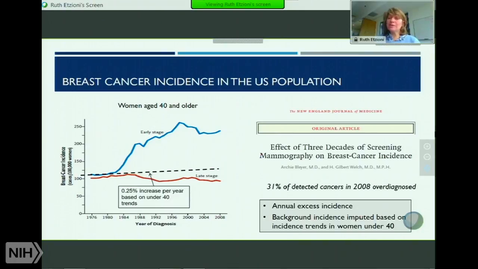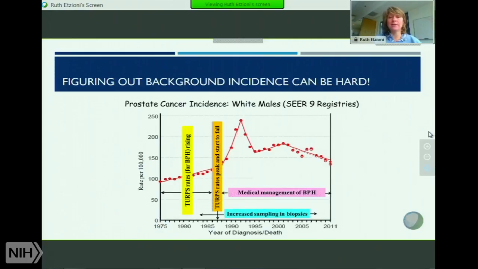So going back to our principles, this is an annual excess incidence. It has a long follow-up after the dissemination of mammography in the 1980s. So in principle, we've got a reliable excess incidence approach, but there's a lot of question about whether the background incidence trend is reliable, and it's important to recognize that that background trend is an extrapolation over 30 years, so even a small change in the slope of that line could really impact the excess incidence estimate. And it's difficult to figure out the background incidence.